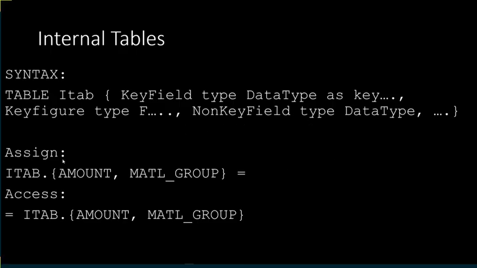To assign a value to an internal table, we specify the table identifier, followed by the key figures and the rest of the fields. To access a value, we specify the table identifier, the key figure, and the fields. Note that there might be more than one key figure in our internal table. However, we can only access key figures one key figure at a time.